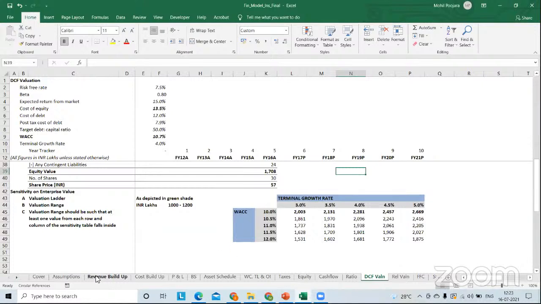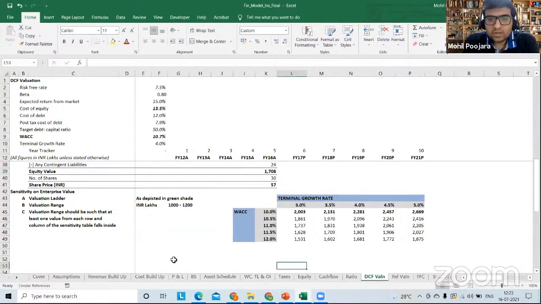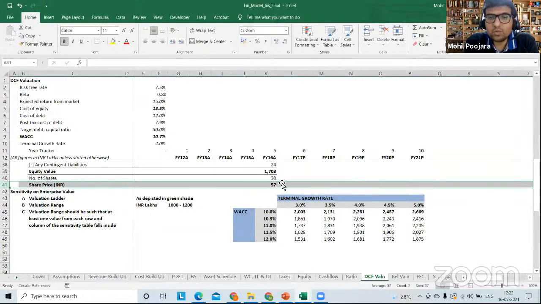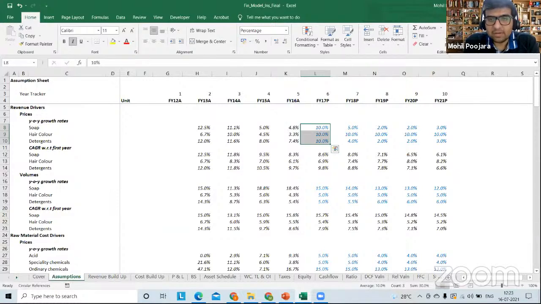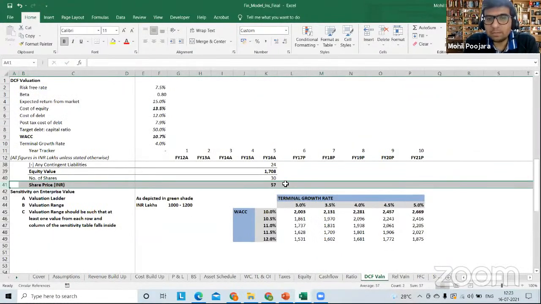Thank you. Yeah, so after all these sheets, if we get to the DCF valuation, again, we go to the valuation, we see the share price has updated here. From 28, it has gone to 57. All right. So we made a change in the first sheet tab, but our valuation updated almost instantaneously. It just took us 15 seconds to make a change.